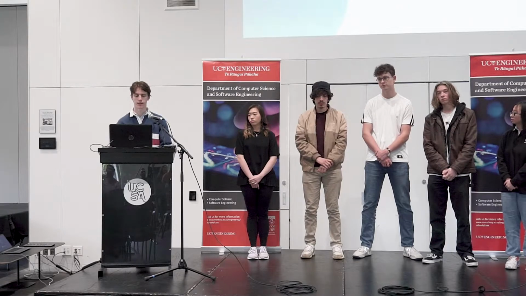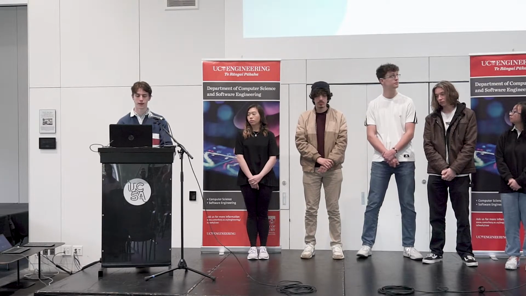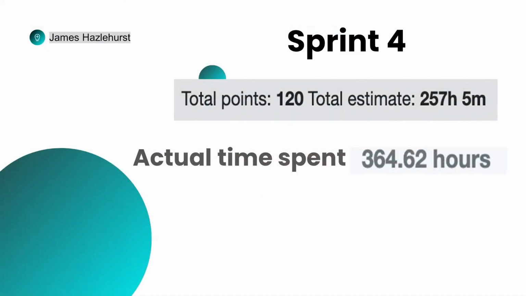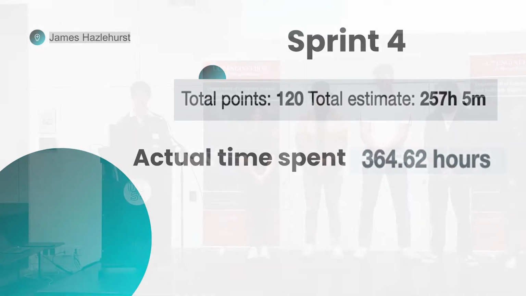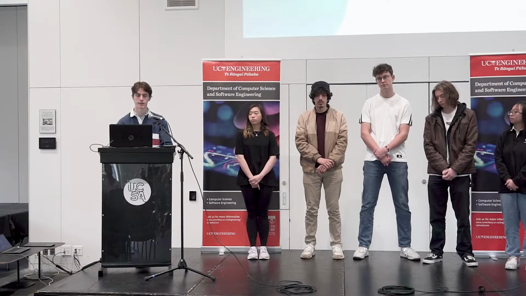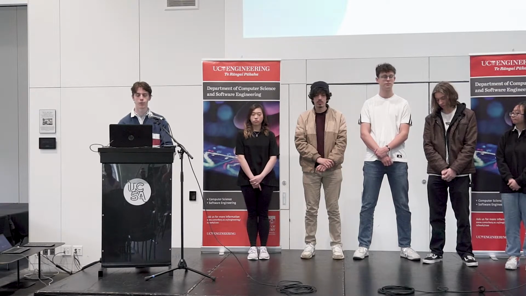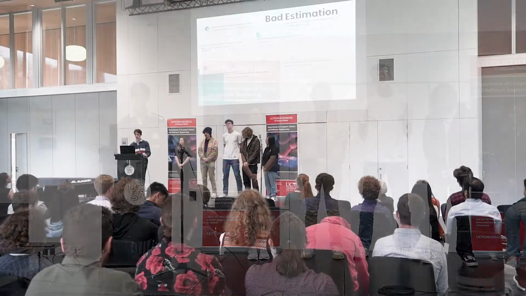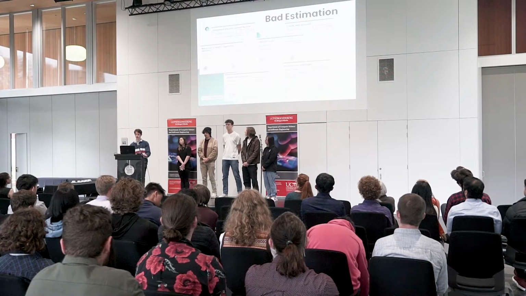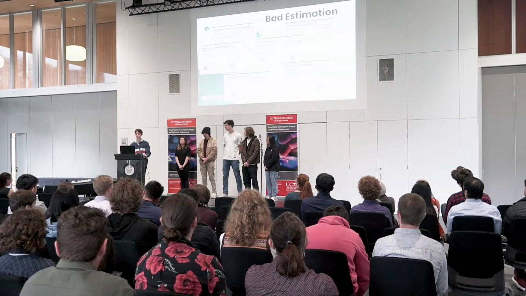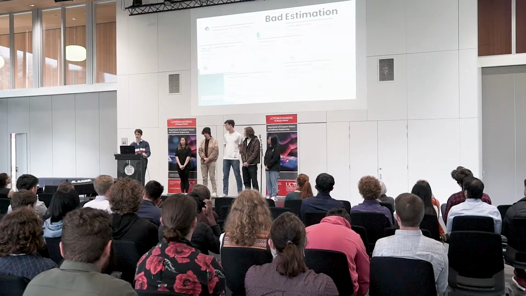Let's look at how planning went for Sprint 4. We thought the sprint would take 250 hours, but we ended up spending 360 hours of work in that sprint. This extra 100 hours of work indicated that we had poor planning. This poor planning was due to bad task allocation and bad time estimates towards these tasks.